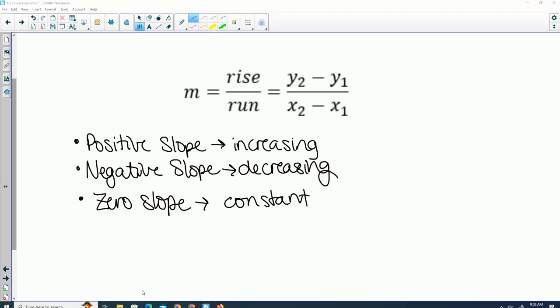Okay, so a 0 slope is sometimes called a constant function. It's always the same. So you need to know those increasing, decreasing, constant terms.